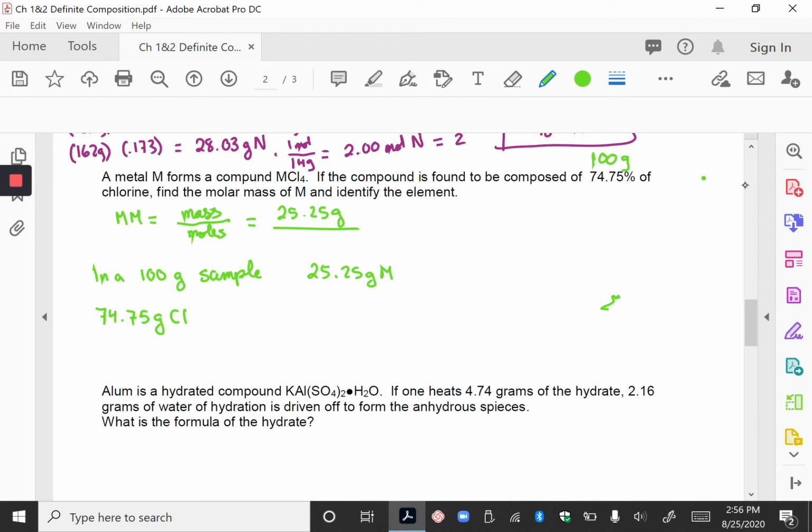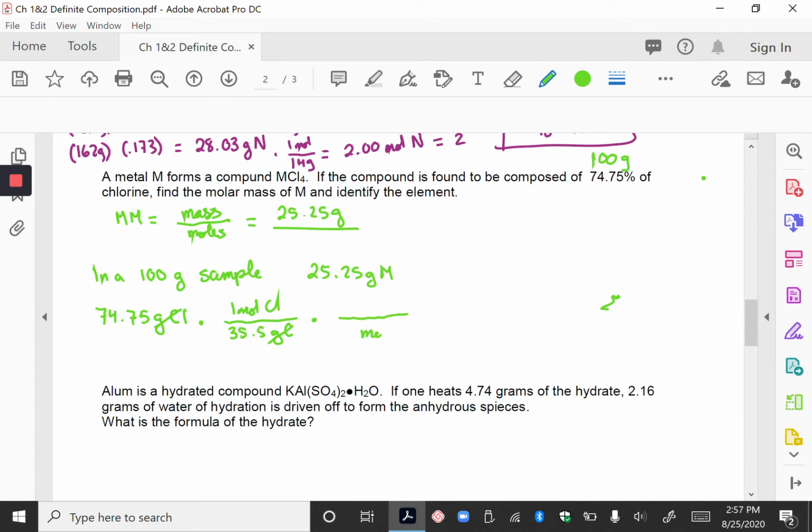So let's take a look at this. This is how many grams of chlorine I have in my 100-gram sample. Let's convert that to moles. So 1 mole of chlorine is 35.5 grams of chlorine. All right, good. We got 2 moles of chlorine.